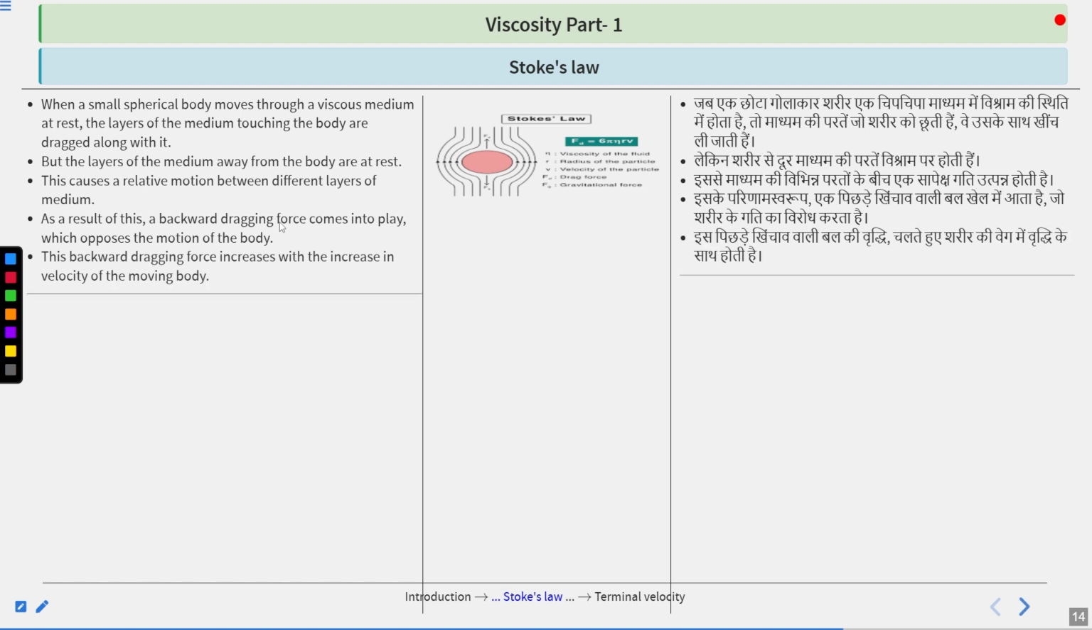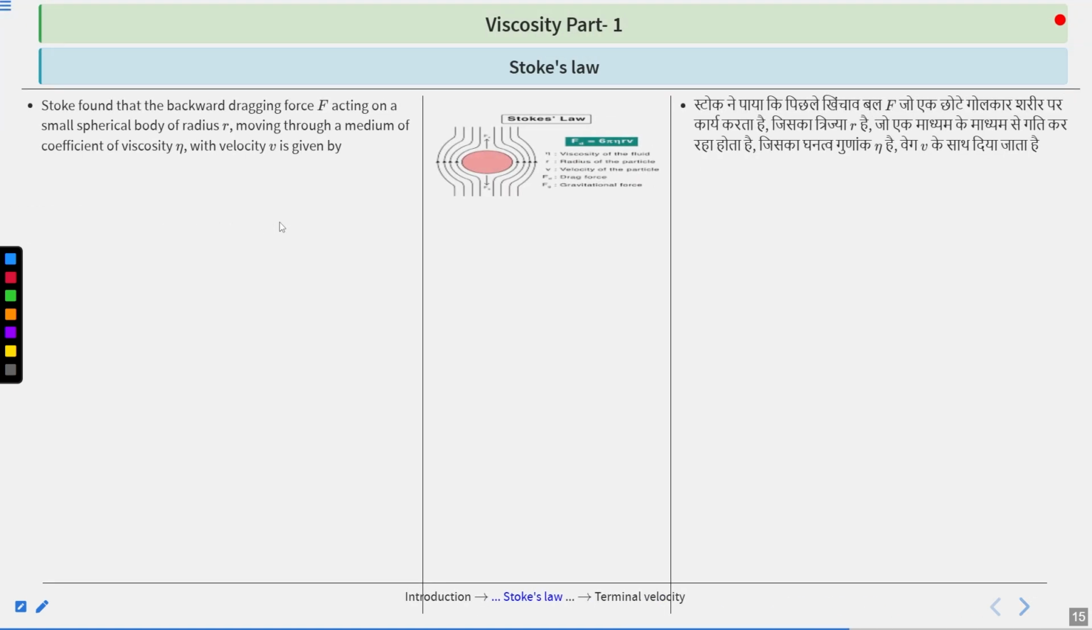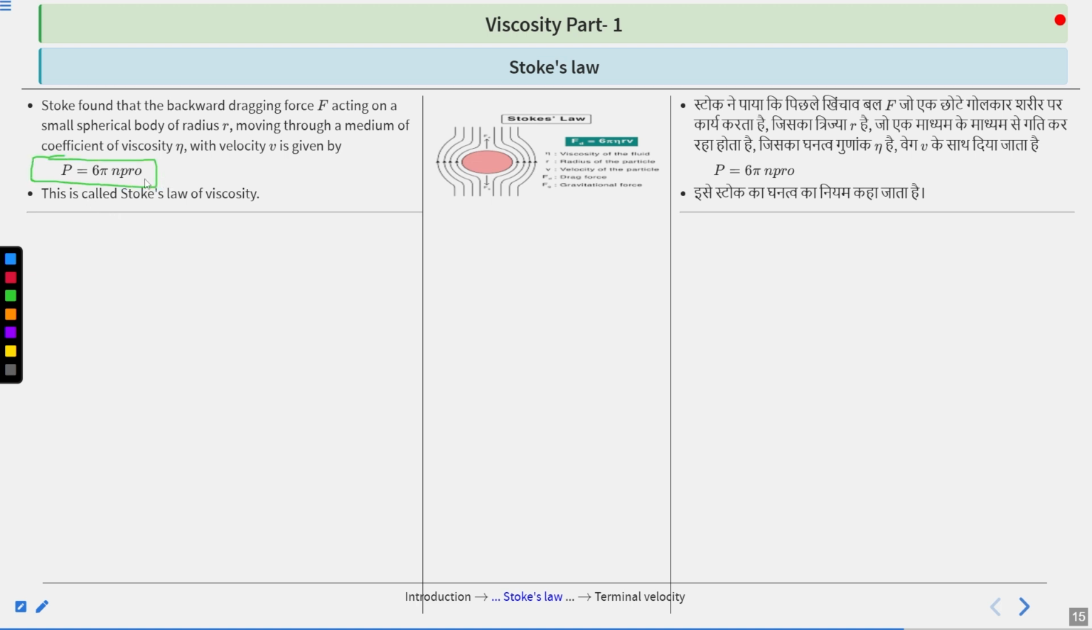This backward dragging force increases with the increase in velocity of the moving body. The more the velocity, the more the backward dragging force. Stokes found that the backward dragging force F acting on a small spherical body of radius r moving through a medium of coefficient of viscosity eta with velocity v is given by F equals 6 pi eta r v. This is called Stokes' law of viscosity. This is important for all of us. Kindly revise it and keep this in your mind.